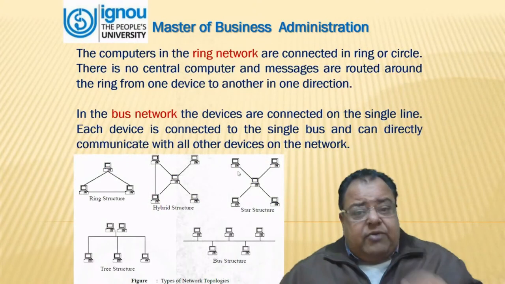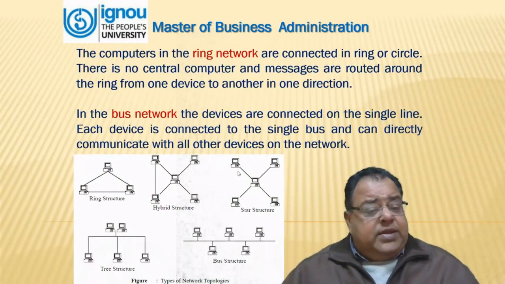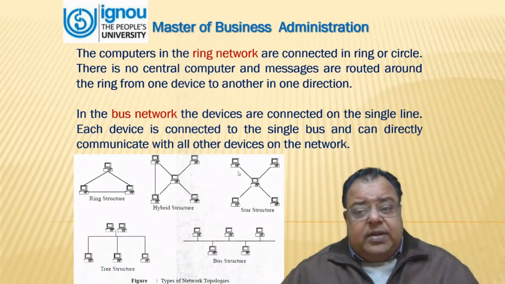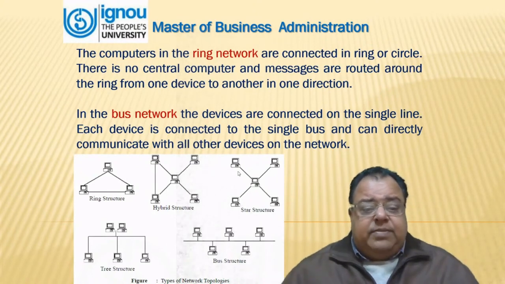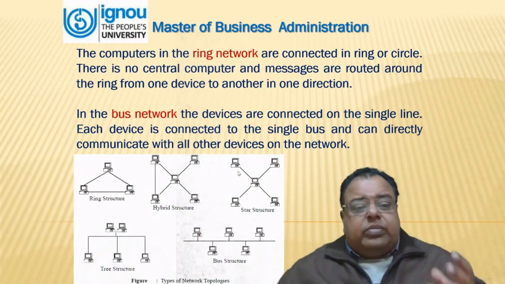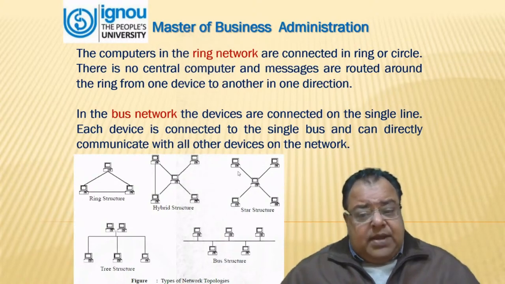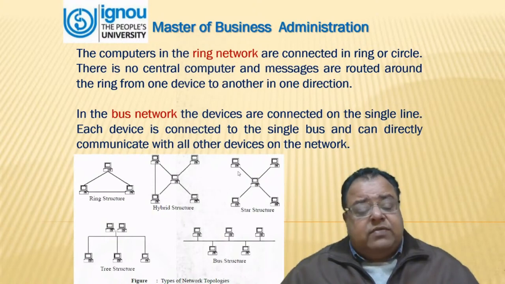The computers in the ring network are connected in a ring or circle. There is no central computer, and messages are routed around the ring from one device to another in one direction. In the bus network, the devices are connected in a single line. Each device is connected to the single bus and can directly communicate with all the devices of the network.